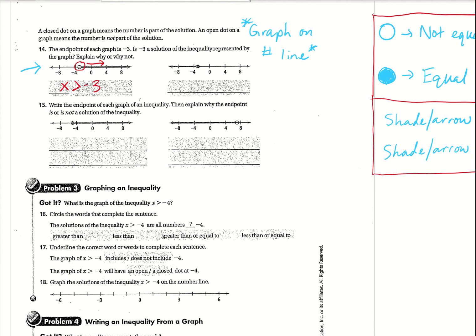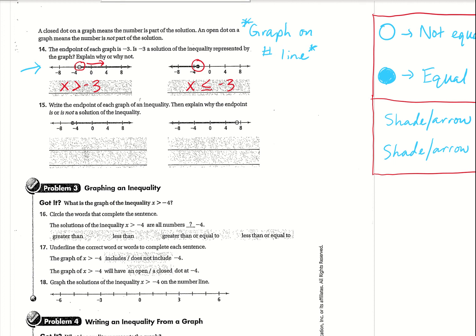And then the second one for number 14, we have the same thing where X is at -3. For my symbol, I notice it goes to the left, so it goes less than. It's nice because the arrow points the same way on both of them. And then we also have that it is equal to because that dot is shaded. So you should have X is less than or equal to -3 for that one.